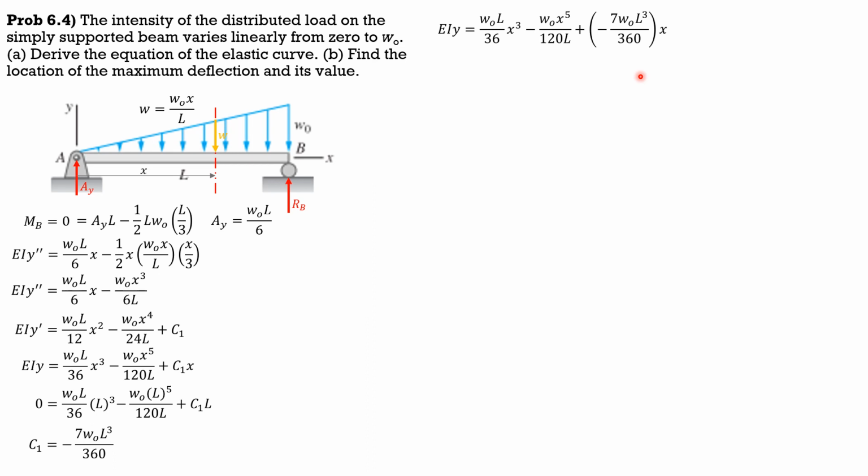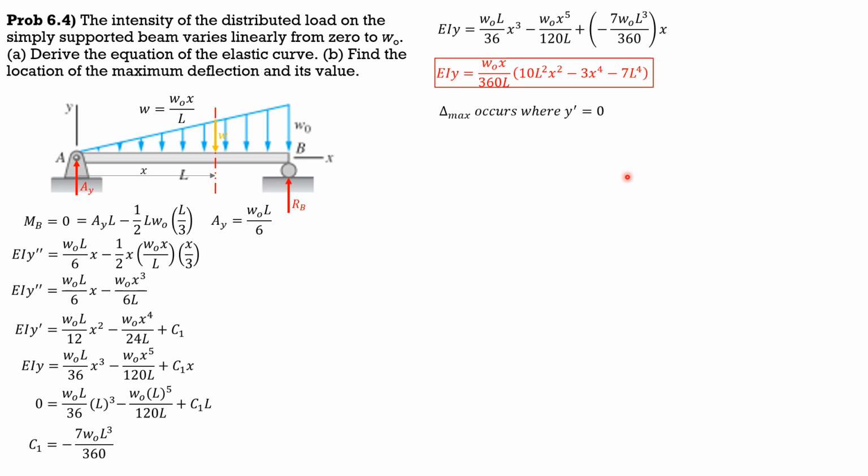So the maximum deflection occurs where the slope of the tangent is 0 or y prime is 0. So that's the equation of the elastic curve, factoring out WOX over 360L. Then we have for the first term 10L squared x squared. For the second term, negative 3x to the fourth. And for the last term, negative 7L to the fourth. After we factor out WOX over 360L.